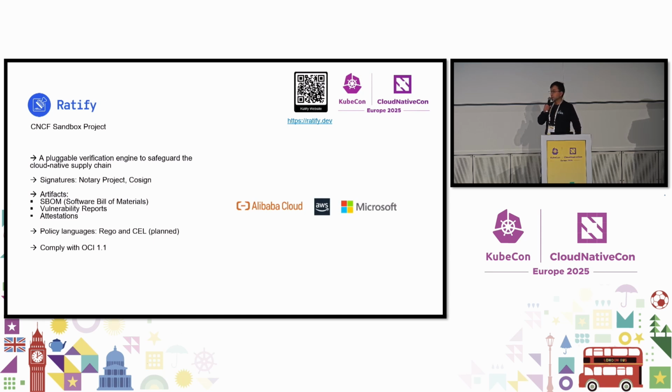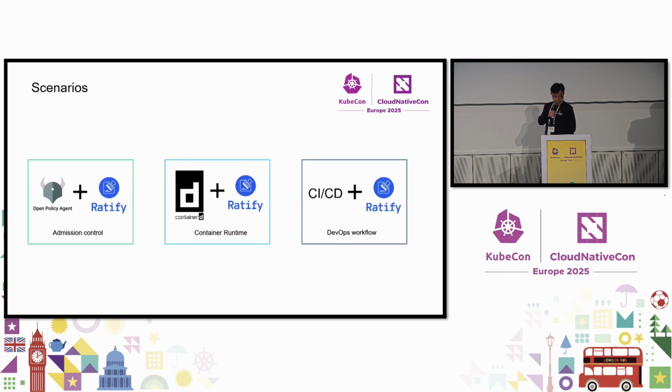Currently, major cloud vendors have also adopted Ratify. So there are 3 key scenarios for Ratify. The first one is that Ratify can be used as an external data provider, integrated with OPA Gatekeeper for policy control. This normally happens when you want to deploy workloads on Kubernetes. Ratify can work with Gatekeeper to set up policies to validate the signatures, SBOM files, and attestations.